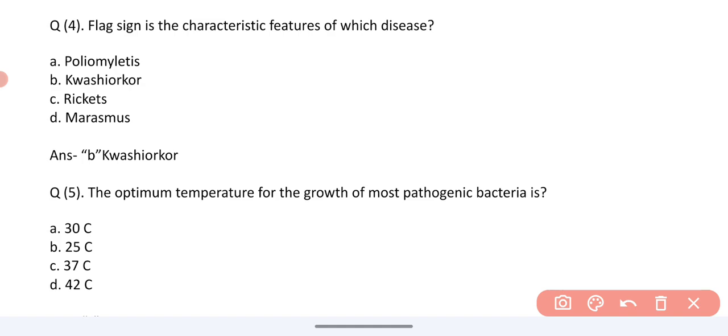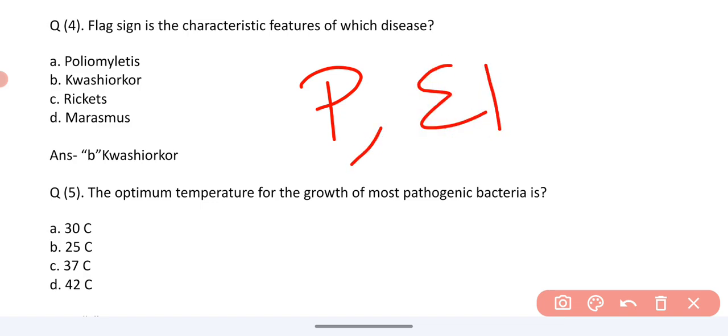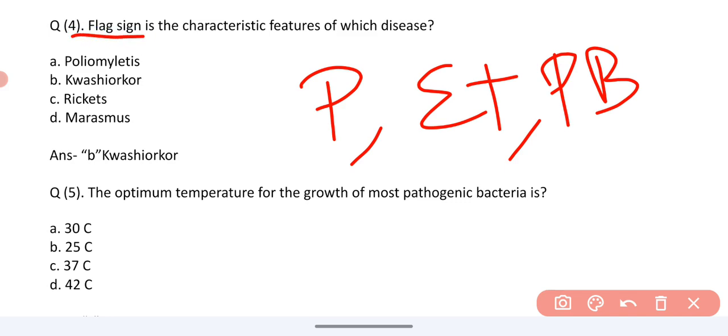Protein energy malnutrition is present. Okay, the first golden point is protein energy malnutrition, and the second point is that edema will be present in the Kwashiorkor patient. And the next one is that a prominent belly will be present. So these are all the characteristic features of Kwashiorkor. Along with that, flag sign will also be present.